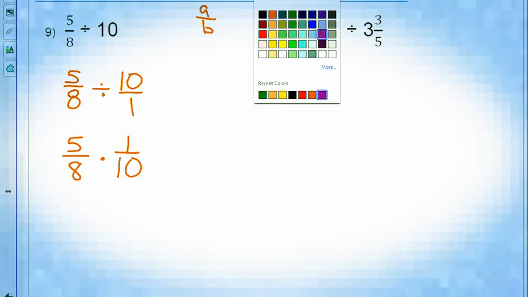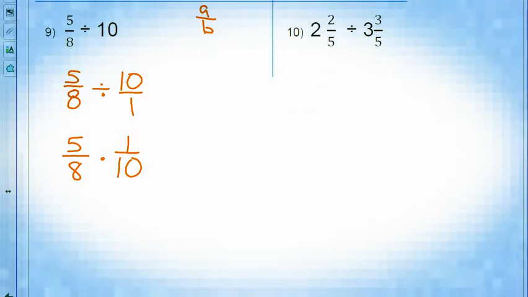I'm going to cross-reduce because in most circles it is your friend. Divide by 5, divide by 5. And I get 1 times 1 is 1. 8 times 2 is 16.